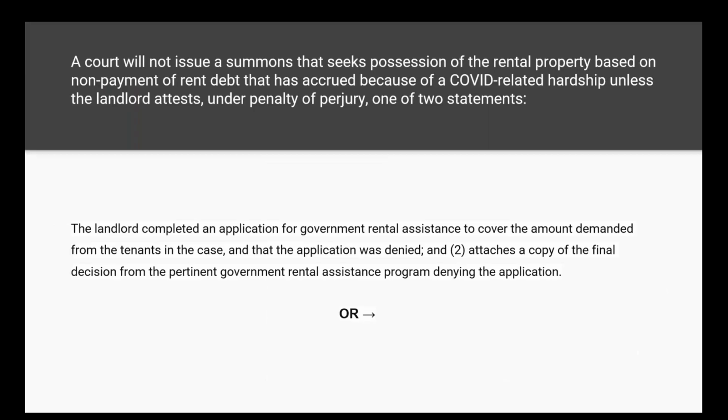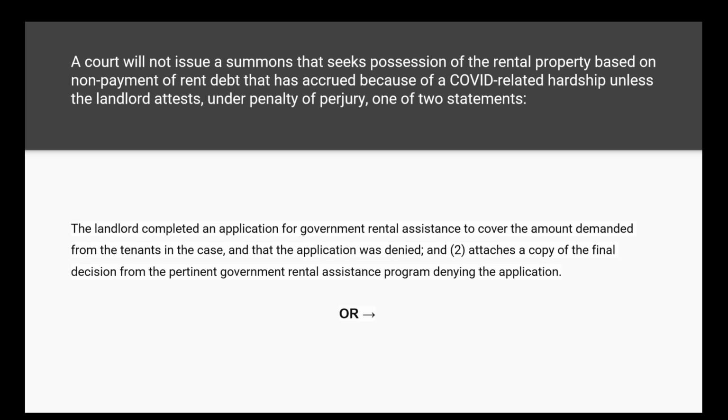A court will not issue a summons that seeks possession of rental property unless you attest under penalty of perjury one of two statements: that you've completed an application for government assistance to cover the amount demanded and the application was denied.